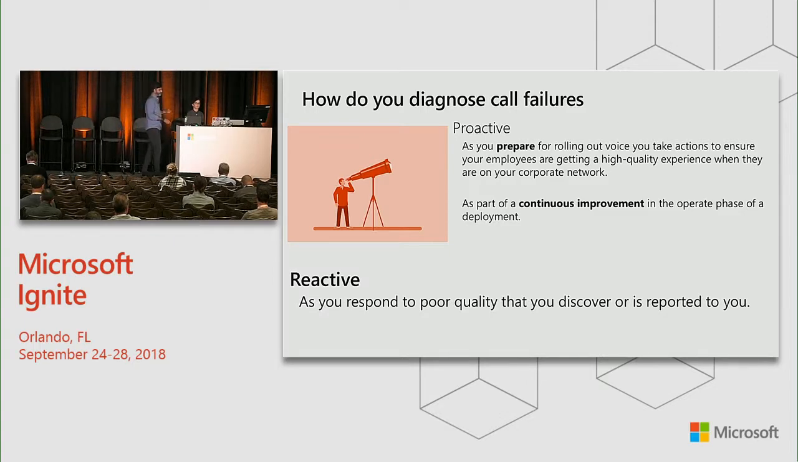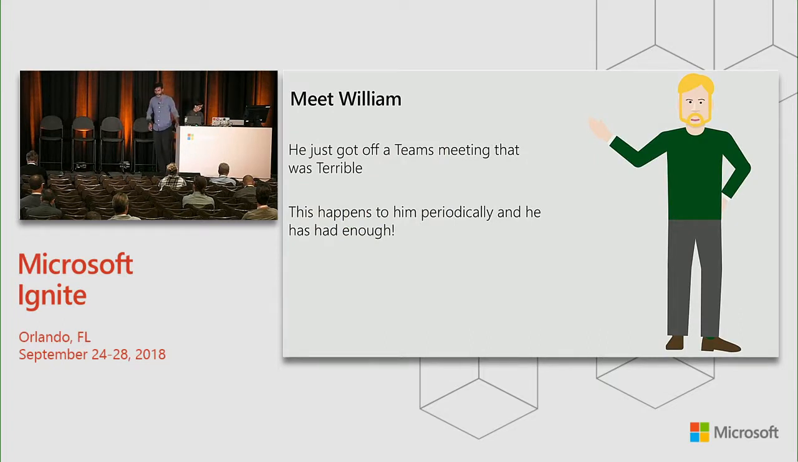So when it comes to reactive, I'll start with a little persona here. I wanted to take the name William because William is one of the program managers who worked on, or continues to work on, the data API piece of it. William is not usually an angry guy, but for the sake of this scenario, let's assume that he's just gotten off a Teams meeting which was not really good, and he's having trouble with that. And this has been happening pretty periodically to him. The first thing that he wants to do is understand what's going wrong.